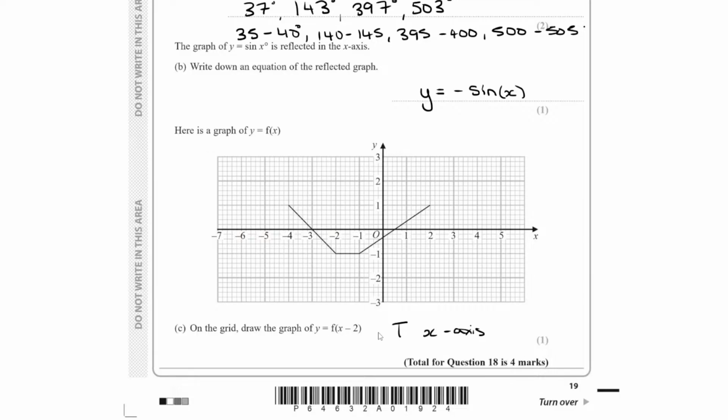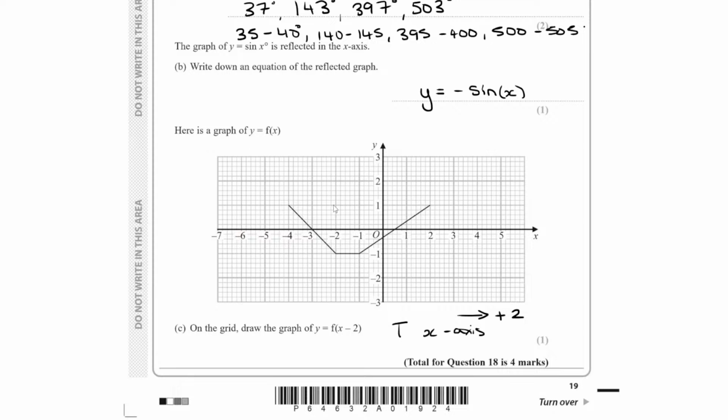But the x-axis is always something the wrong way round about it, isn't there? There's always something slightly wrong about it. So that means it's not minusing 2, it's not going to the left, it's actually adding 2. So we're going 2 to the right. Yeah, exactly. So just pick some of the exact coordinates and just move them 2 across. Just double check the scale as well.